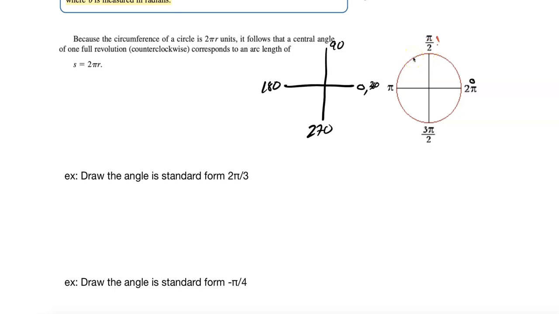So, right? 1 pi over 2, pi. Then we get 2 pi over 2, which is the same thing as just 1, so pi. 3 pi over 2, and then 4 pi over 2, which is the same thing as 2 pi. So when you do radians, it's all about the fraction. Let me explain it to you a little more.